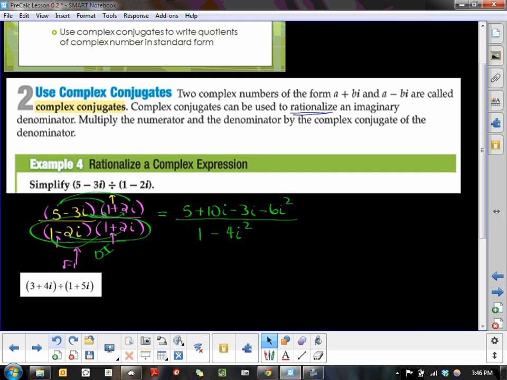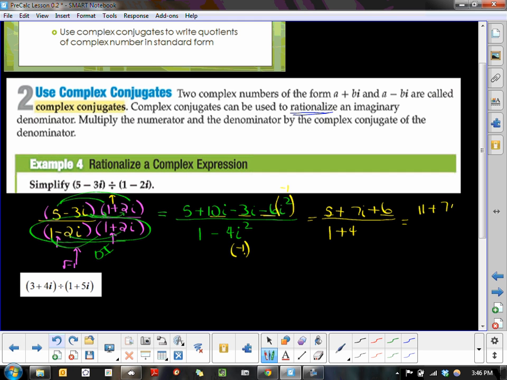Now what we have left to do is some simplifying with our i squares and collecting like terms. So it's going to be 5 plus 7i, and then we have a negative 6i squared, and i squared is a negative 1, so it's negative 6 times negative 1, plus 6, all over 1. Again, we've got this negative 1 sitting here, and negative 1 times negative 4 is plus 4. So when we get finished, we have 5 plus 6, which is 11, plus 7i, over 5. We're almost home.